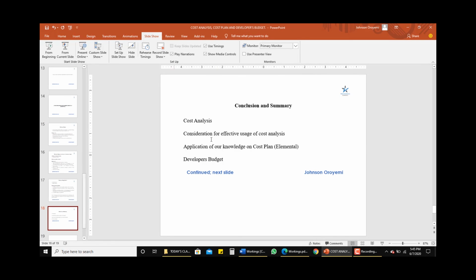We've been able to cover cost analysis, and consideration for effective usage of cost analysis in terms of adjustments in price level, and adjustment in price level in terms of location, in terms of building costs, and in terms of tender price. And we've also been able to apply what we learned in cost analysis and consideration of effective usage of cost analysis, as well as what we learned in our previous class on methods of preparing preliminary estimates. We've been able to apply that in preparing a cost plan for a proposed project.